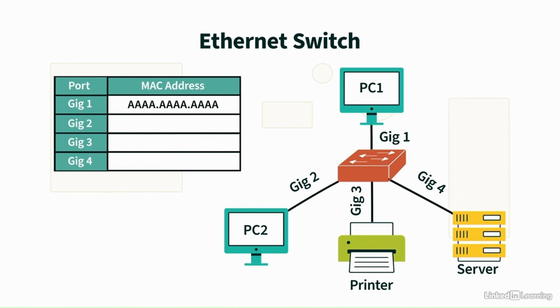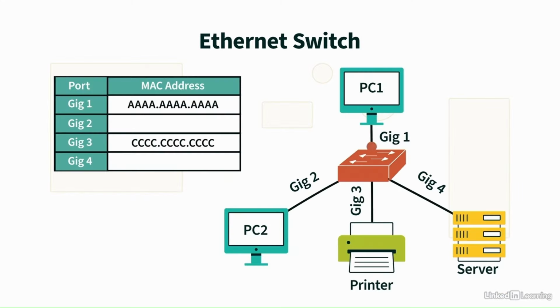However, the printer looks at that frame and realizes it was the intended recipient of the frame, and it responds back to PC1, which has a MAC address of all A's. When the switch receives that frame from the printer, it sees the frame come in from a device with an all C's MAC address, and it came in on port gig 3. The switch then adds that information to its MAC address table.